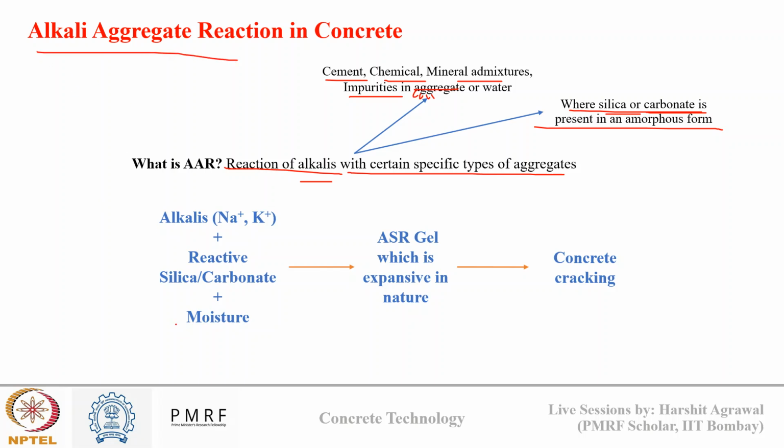Okay, so you can simplify this reaction like this: alkali ions react with silica and carbonates present in aggregate in the presence of moisture to form alkali silica gel. Okay, and this gel is expansive in nature. So in a hardened concrete system, when some expansive product forms, it causes cracking in the concrete.